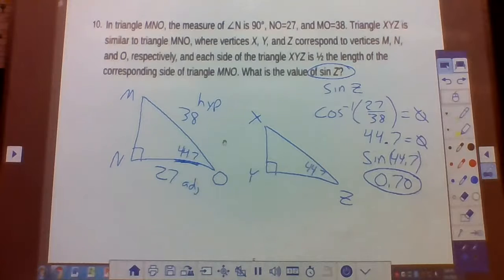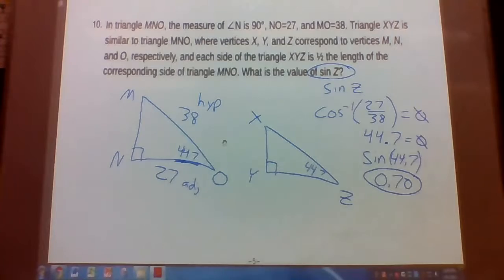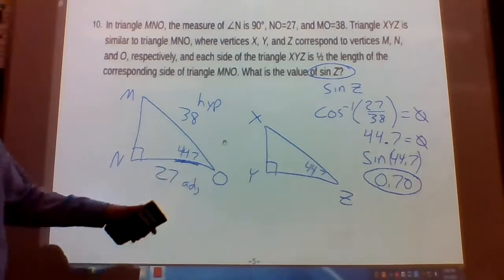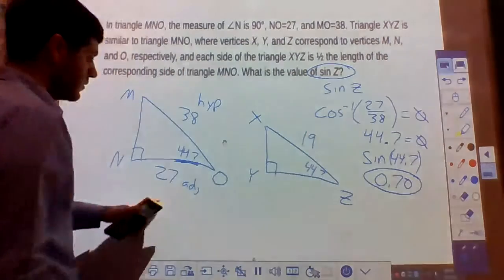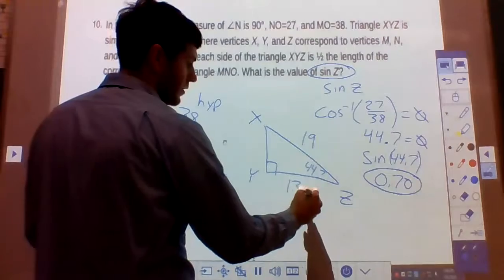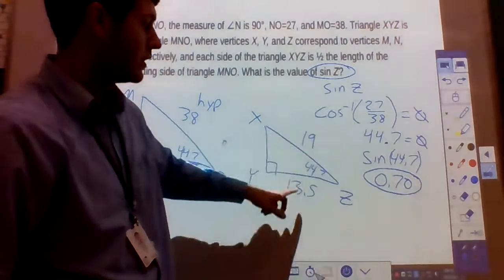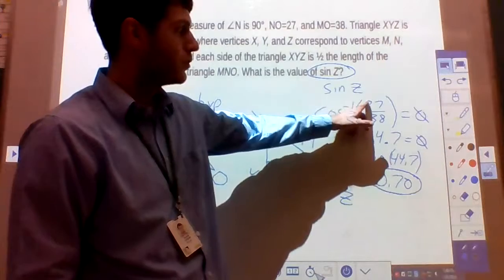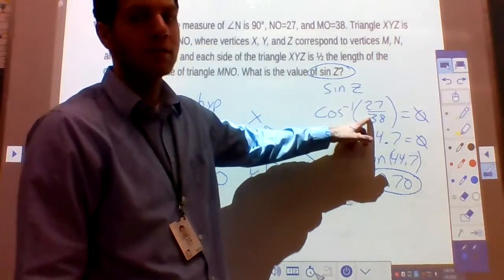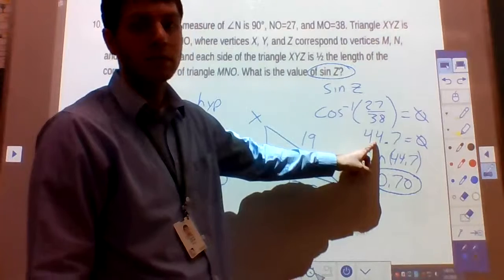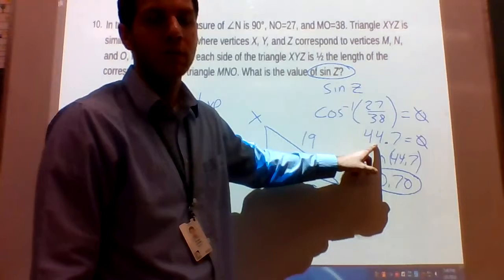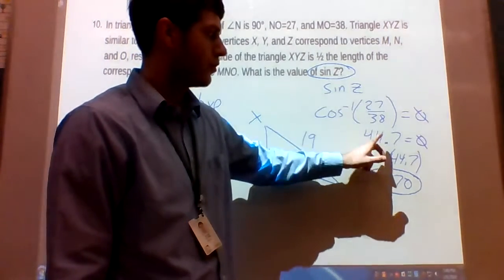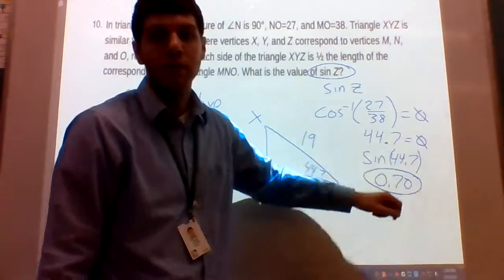The other way we could have done this, there's lots of different ways, is we could have divided by 2 first. So 38 divided by 2 is 19. 27 divided by 2, that's 13.5. Then we could have done the inverse cosine of 13.5 over 19. 13.5 divided by 19 is the same as 27 divided by 38, so that would have given us the same answer, because we would have been inputting the same ratio, even though the numbers were different. So we'd input that, and we would have got 44.7. Then we could have plugged that in for sine.